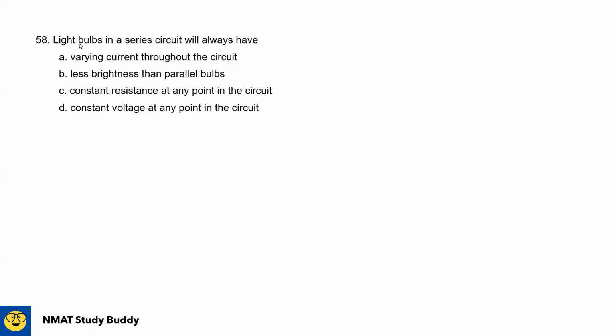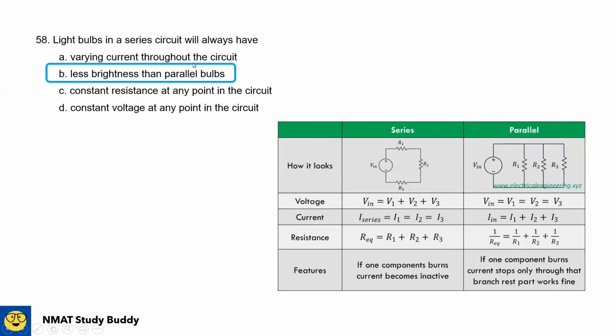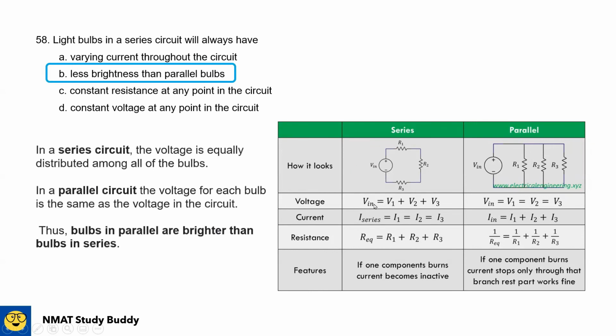Number 58, light bulbs in a series circuit will always have. The correct answer here is letter B, less brightness than parallel bulbs. Why? Let's look at this diagram. As you can see here, the voltage in a series connection is divided among each bulb. So, for example, for the bulbs here, the voltages of the bulbs are divided from the voltage of the supply itself.